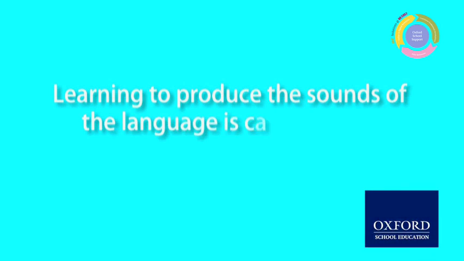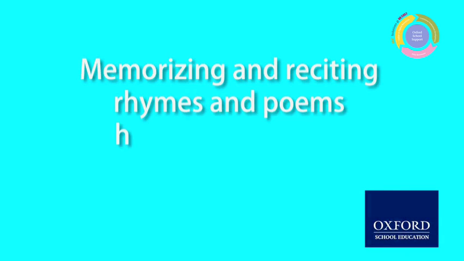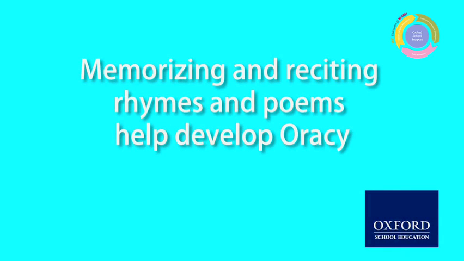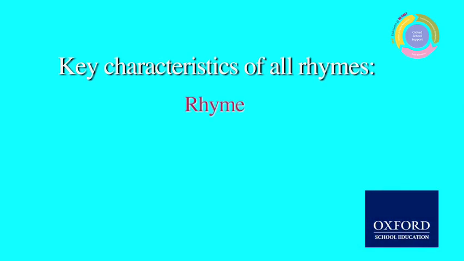One of the first things that children have to learn is how to produce the sounds of the language. This is oracy, learning how to produce the sounds of the language. And we can use nursery rhymes and rhythm to help children develop oracy. When we use rhyme, we are depending on 6 R's. The first 3 are rhyme, rhythm, and repetition. And we use these in the classroom to help the children learn language.